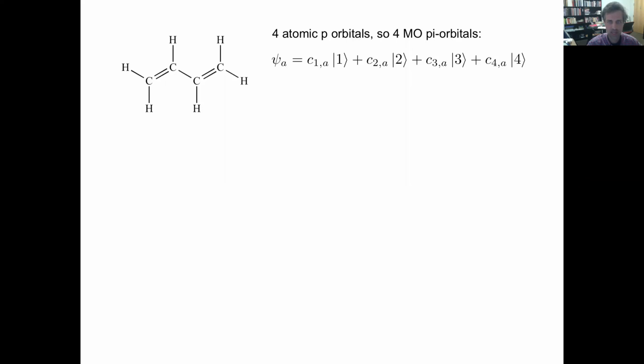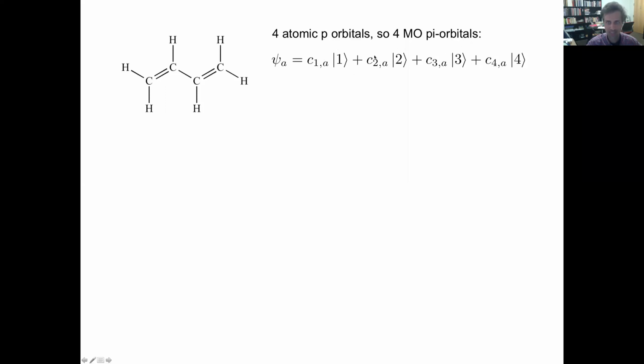Well, they are linear combinations, of course, of the states 1, 2, 3, 4, where 1, 2, 3, 4 are simply the p atomic orbitals of these individual carbon atoms. So let's say the first one is 1, second one 2, 3, and 4. Those are the atomic p orbitals from which we're going to form the molecular orbitals. This is only one combination. There are a total of 4. And of course that's determined by whatever these coefficients are.